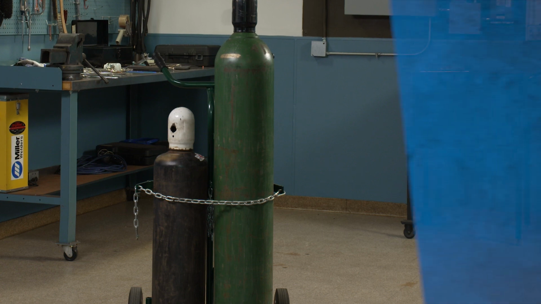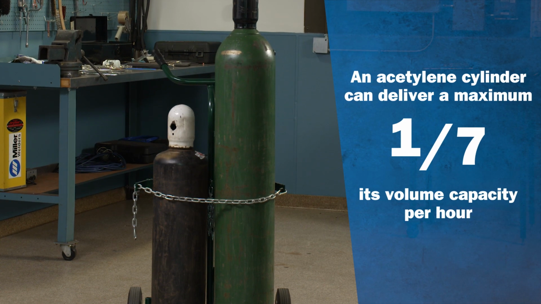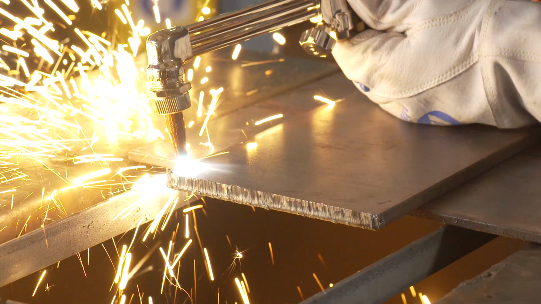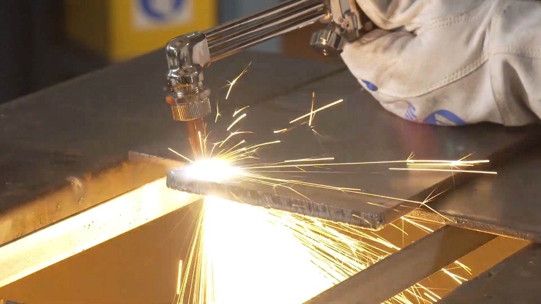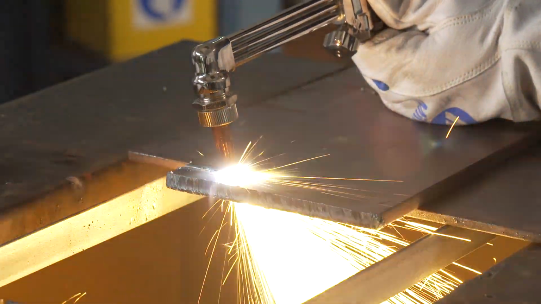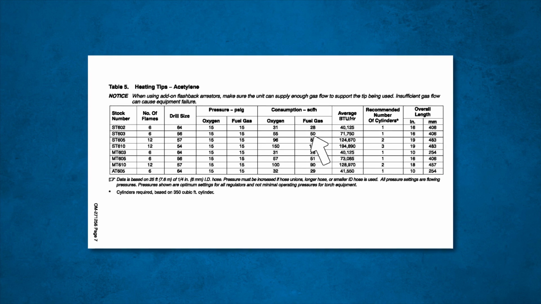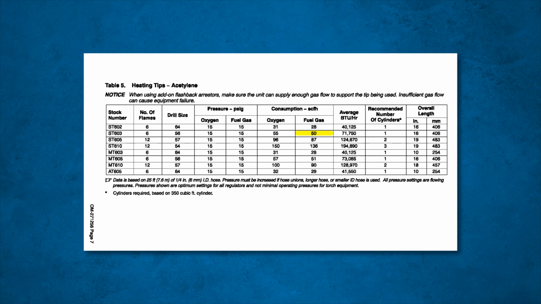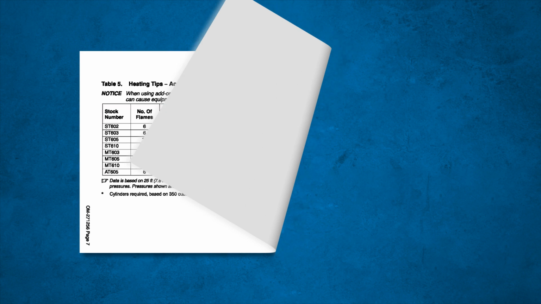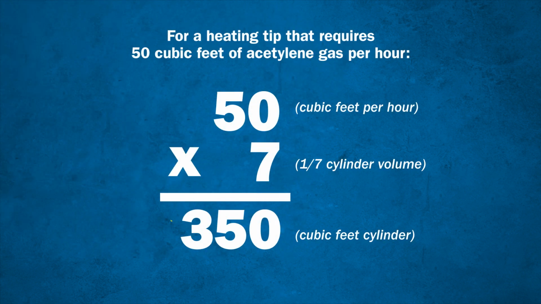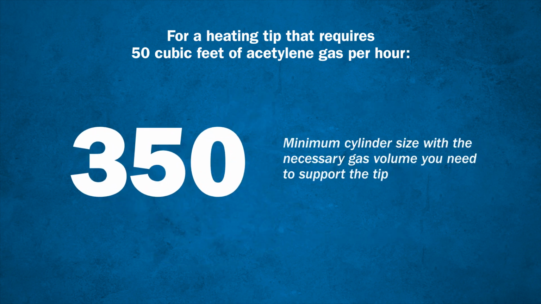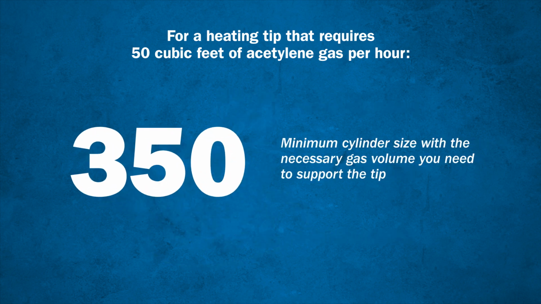If acetylene is your fuel gas of choice, it's important to understand cylinder withdrawal capabilities and the consequences of improper usage, as the general rule dictates that an acetylene cylinder can only deliver a maximum of 1/7 its volume capacity per hour. Here's an example of how to calculate the minimum sized cylinder that's necessary to support the tip being used. Let's say you're using a heating tip that requires 50 cubic feet of acetylene gas per hour. Simply multiply 50 times 7 to find the total, 350 cubic feet. The result represents the minimum sized cylinder with necessary gas volume you need to support the tip.